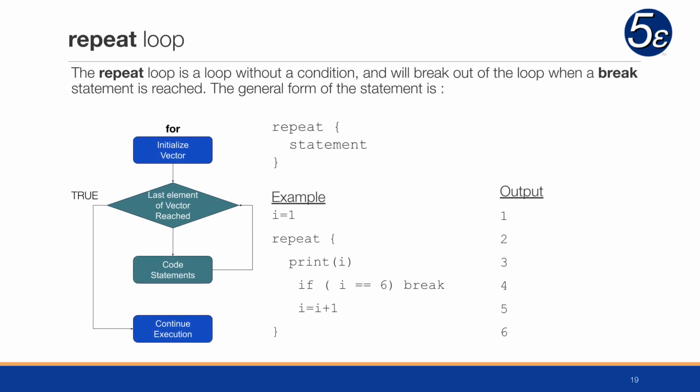Now the repeat loop is a loop without a condition, and it breaks out of the loop when a break statement is reached. You have to force it to leave this loop. So here we have repeat, print(i). If i is equal to 6, then it will break. Otherwise, it increments i. So to summarize, the repeat loop is actually an infinite loop which will continue until it finds a break statement within the loop.